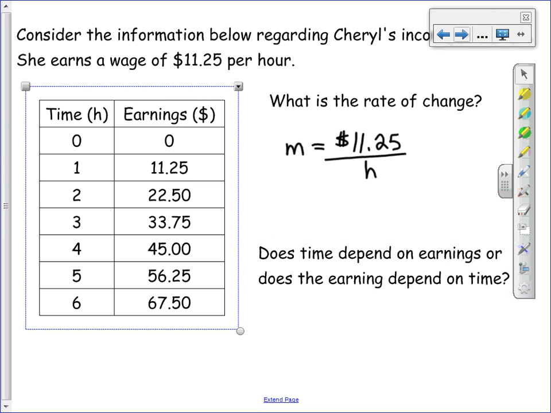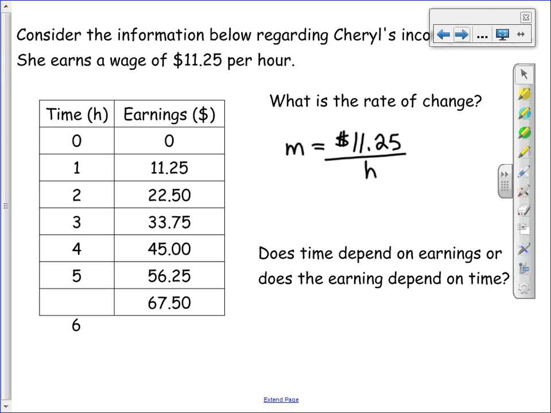So a good question to ask then is, does the time depend on the earning, or does the earning depend on time? And I think we would all agree it's the second, that the earning depends on the time. So what we would then call the time is the independent variable. The definitions are in your textbook. Independent means once you choose or have the time, the earnings are a product of that. It's not the other way around.